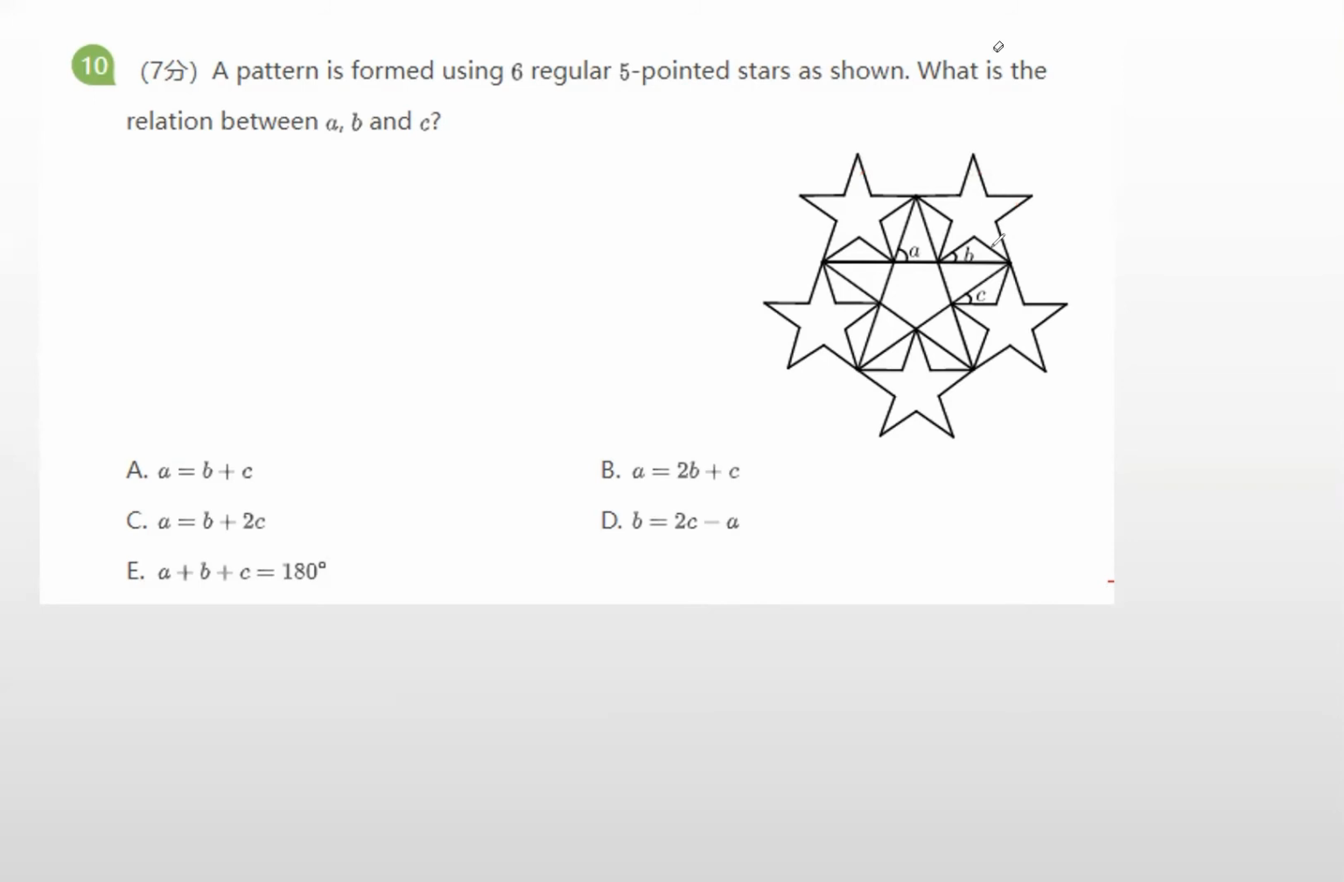Okay, so what is the relationship between A, B, and C? Okay, so we see C is here. Oh, you got a question, Minghan? Yeah, can you unmute yourself?